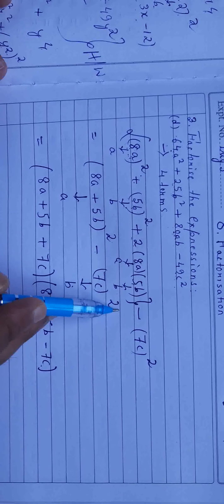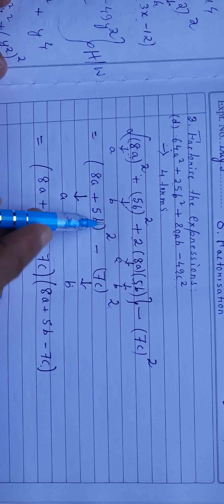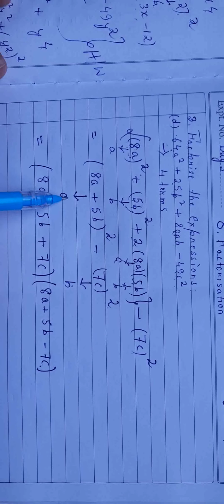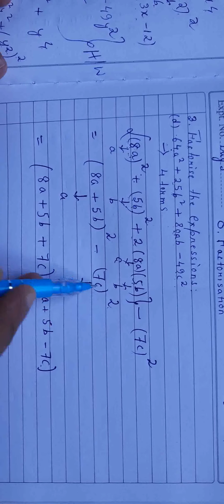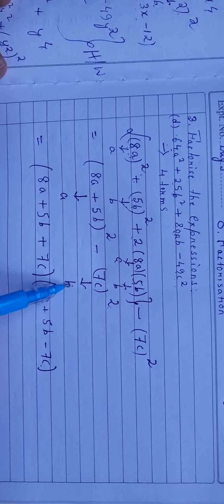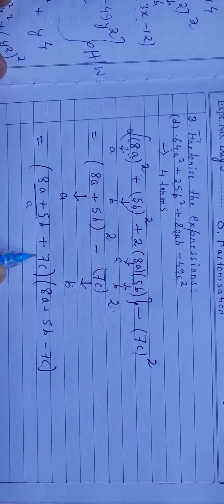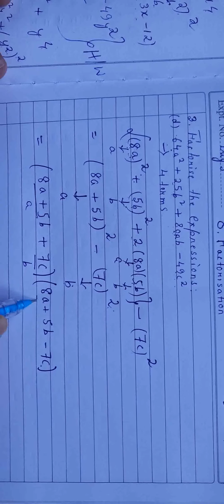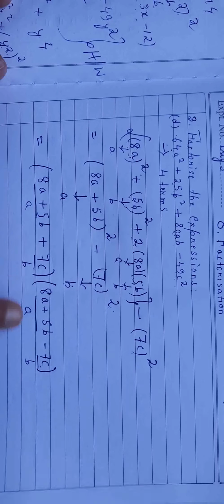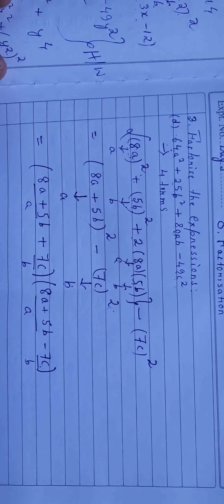So 7c whole square. Once again, 8a plus 5b can be taken as one term since it is inside the bracket, so we can take it as a. 7c square, so 7c can be taken as b. So it became the formula of a square minus b square, which is a plus b into a minus b.